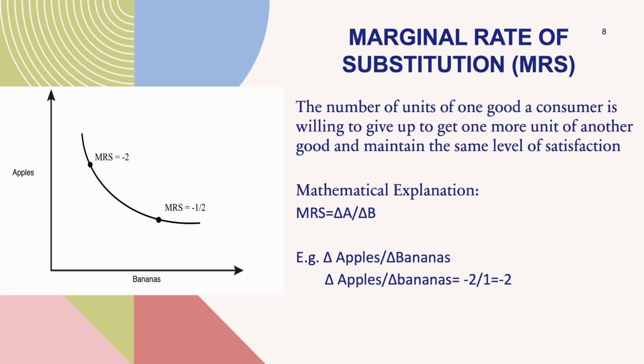And I furthered the example a little bit more and added in some numbers. So the change in apples being -2 and change in bananas being 1, and that is equal to -2. And the MRS is negative because it represents a trade-off. So this means more apples for fewer bananas.